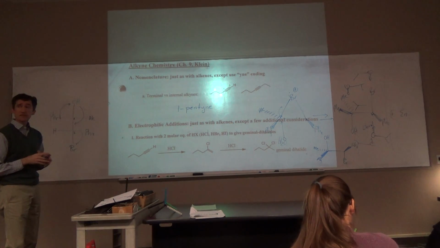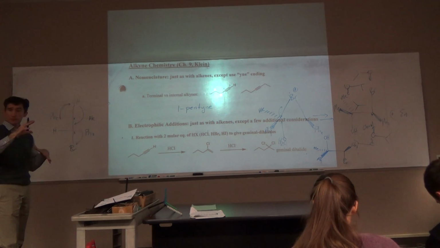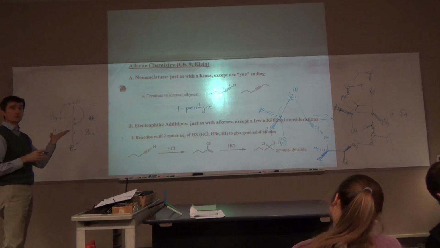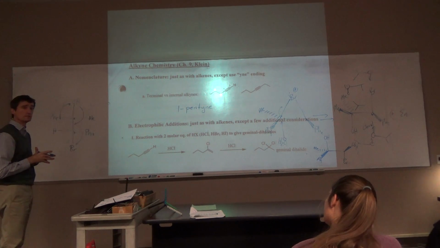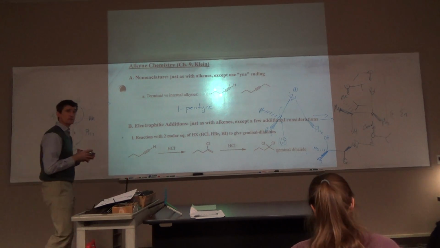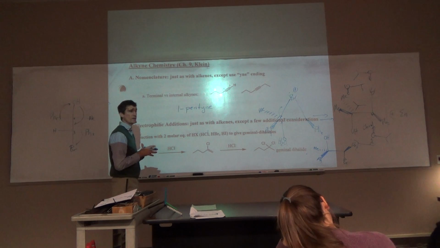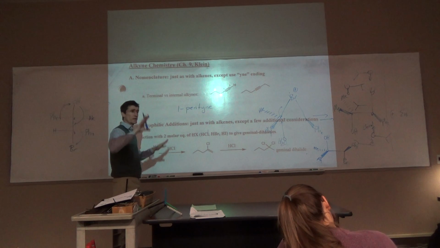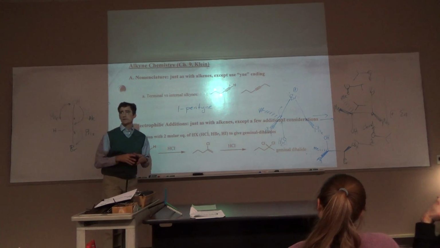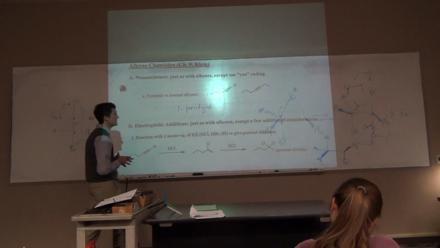Does this compound have any stereochemistry? Because in alkenes, it could be cis or trans, or E or Z. Do alkynes have stereochemistry? Are alkynes stereogenic? Could that alkyne be drawn in some other way? The answer is no. The alkyne is linear. You don't have cis or trans. Alkynes are never stereogenic. Okay? There's no stereochemistry there.